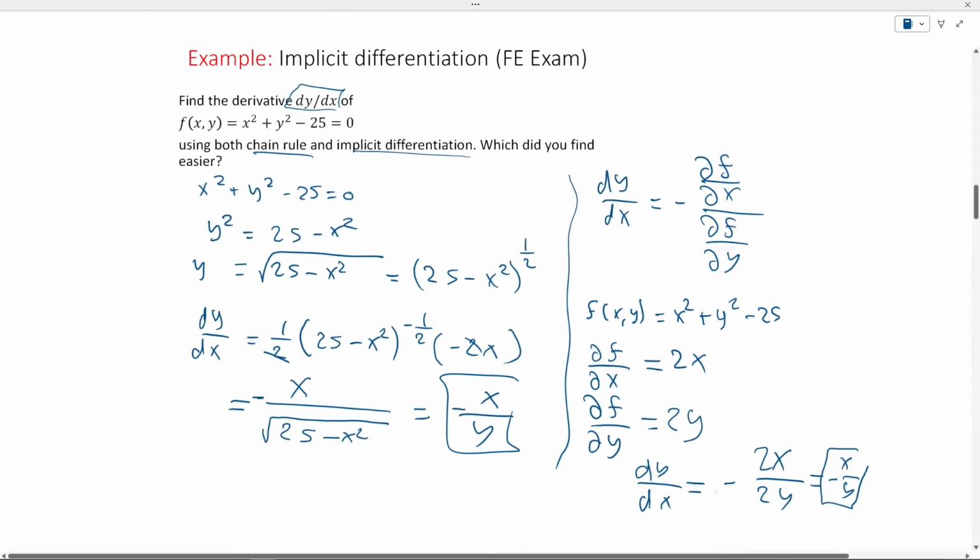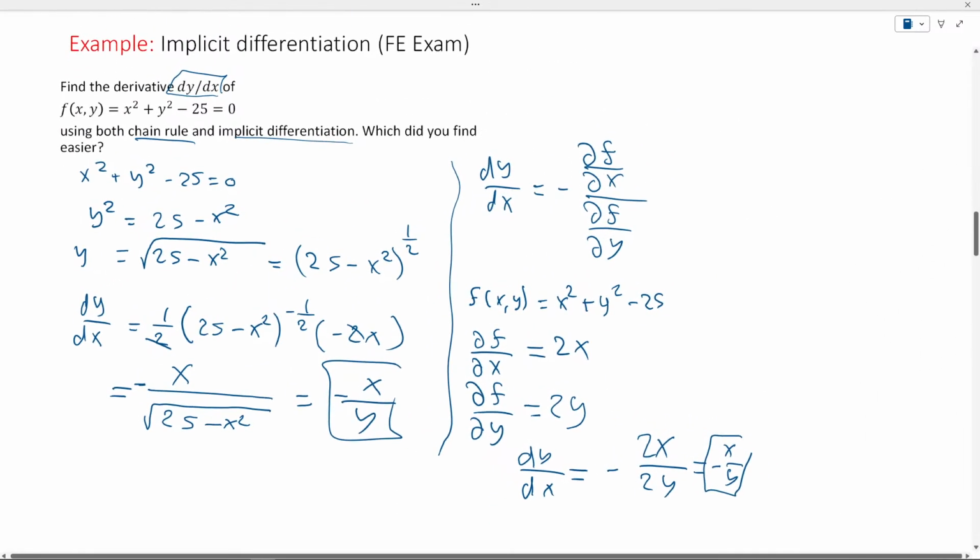So that's why I thought it's not a bad idea to cover this, so that if you want to do this in the FE exam, you will do it the easy way, not this way. I mean, this will take you, I don't know, 5 minutes. This will take you 1 minute.